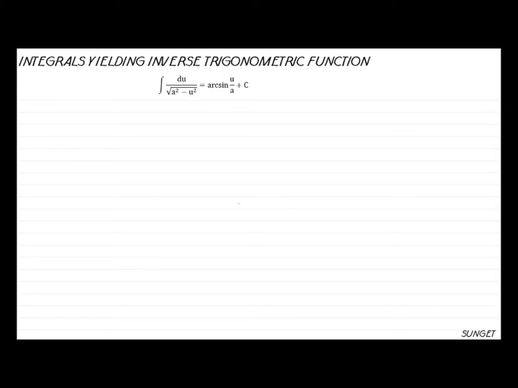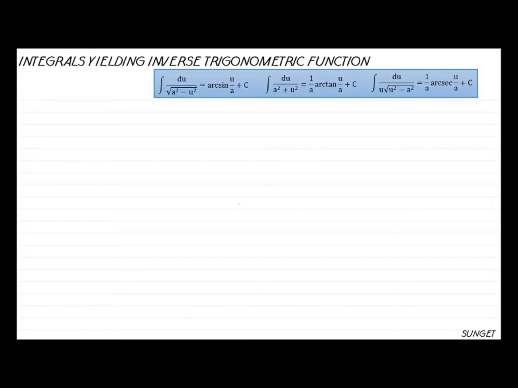We have the integral of du over the square root of a squared minus u squared equal to arcsine of u over a plus c. The second one is the integral of du over a squared plus u squared equal to 1 over a times the arctangent of u over a plus c. And the third one is the integral of du over u times the square root of u squared minus a squared equal to 1 over a times the arcsec of u over a plus c, where a is any constant and u stands for any function differentiable to x.